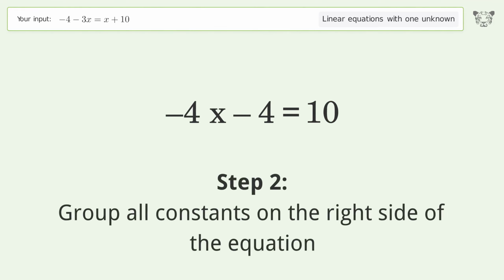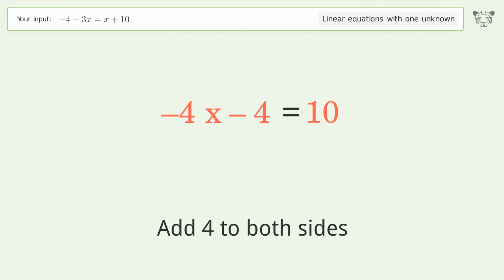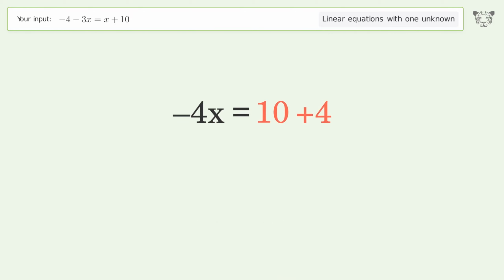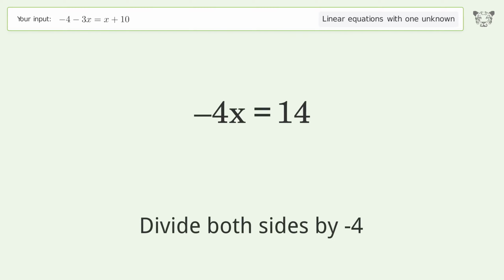Group all constants on the right side of the equation. Add 4 to both sides. Simplify the arithmetic. Isolate the x. Divide both sides by -4.